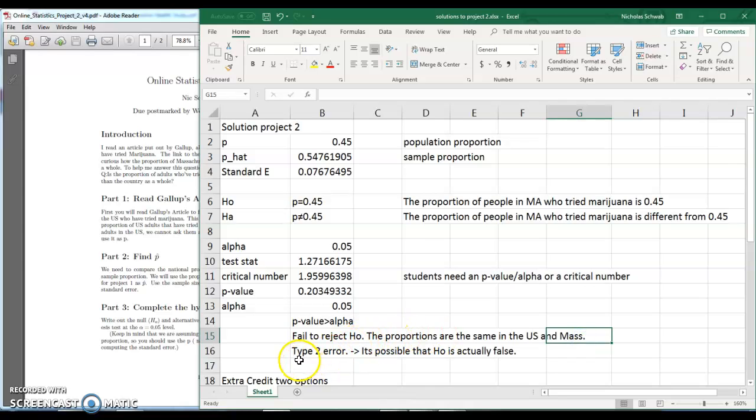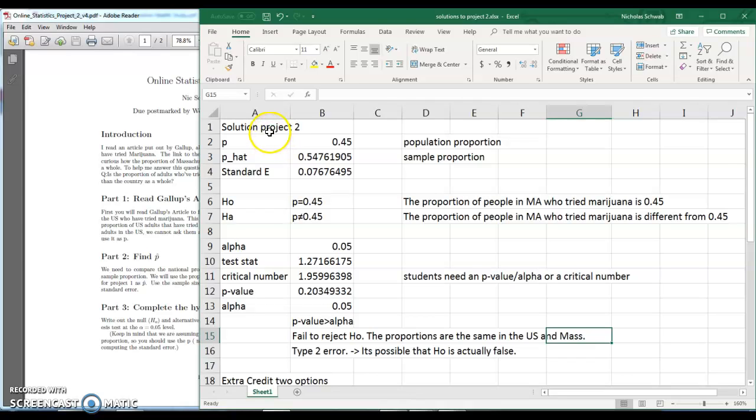It's possible we made a type 2 error and that this is actually incorrect, that it's actually a different number than 0.45, but we can't know if we made a type 2 error until we do another study. All right, so that's it for the solution to Project 2.